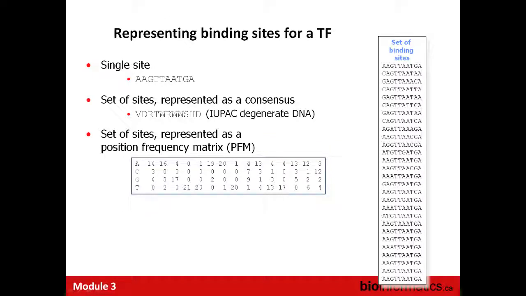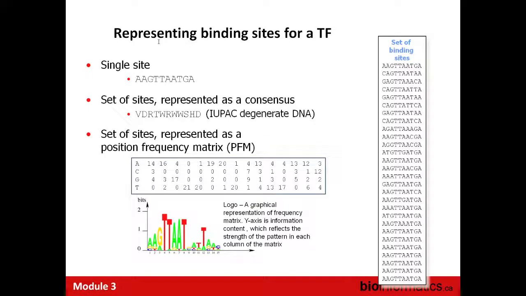And by using a PFM, you can convert a PFM into something like this sequence logo, which I imagine some of you have seen as well. So this sequence logo is a representation of the transcription factor binding site that includes the information about which sites are more constrained or less constrained, which sites permit some amount of variation, and so on.